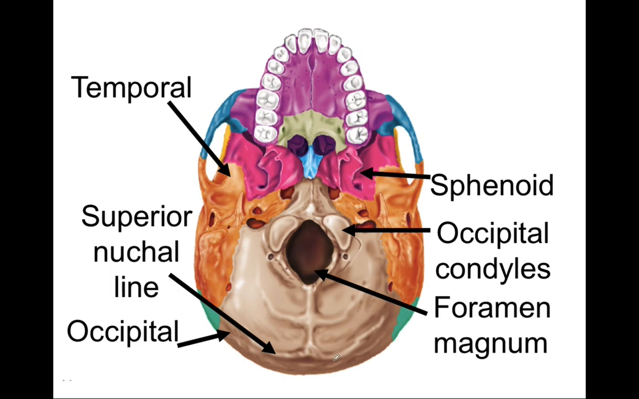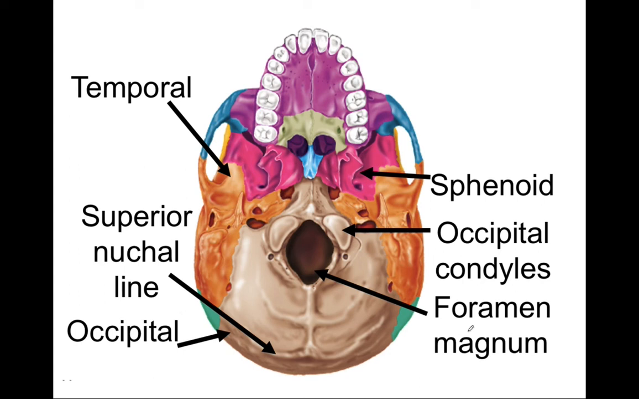And on this slide, we're going to discuss the different bone markings on the occipital bone. Arguably, the most prominent structure that can be found on the occipital bone is the foramen magnum. This is one of the most important foramen of our entire body, as the spinal cord will project through the foramen magnum from the brain and into the vertebral canal.